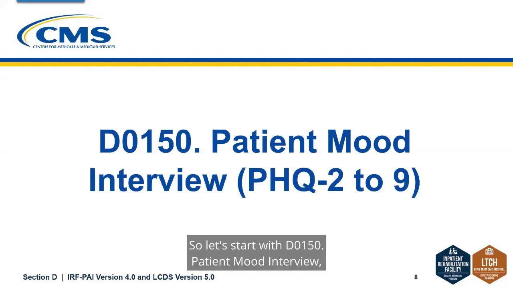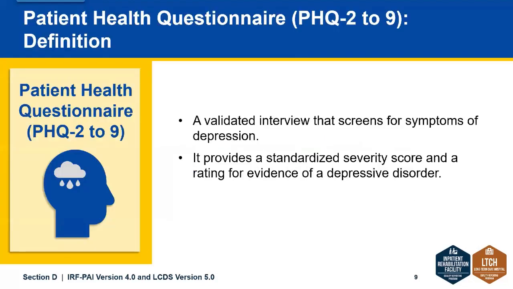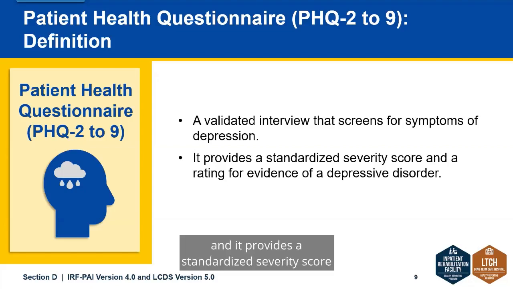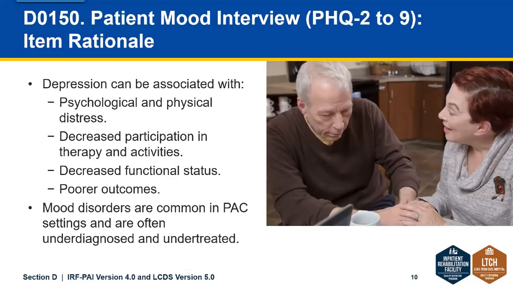So let's start with D0150 patient mood interview, the PHQ 2 to 9. We begin with defining the PHQ 2 to 9 known as the Patient Health Questionnaire. This is a validated interview that screens for symptoms of depression, and it provides a standardized severity score and rating for evidence of a depressive disorder. It's important to understand that depression can be associated with psychological and physical distress, decreased participation in therapy activities, decreased functional status, and poorer outcomes. Mood disorders are common in the PAC setting and are often underdiagnosed and undertreated.